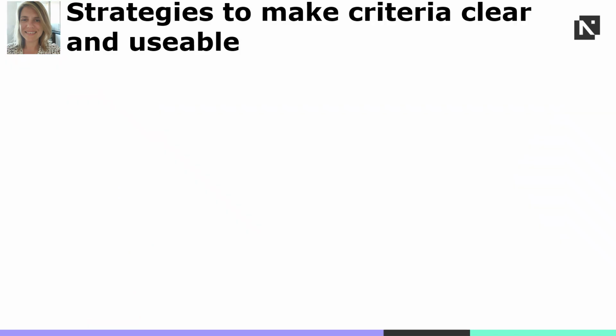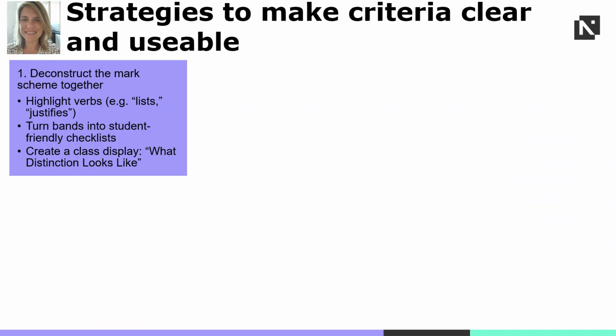So once we understand why transparency matters, the next step is to implement practical strategies to bring those criteria to life. So first, deconstruct the mark scheme together. What does distinction look like? Highlight verbs in the descriptors, like lists or justifies. And visual displays can be really effective reference points for learners.